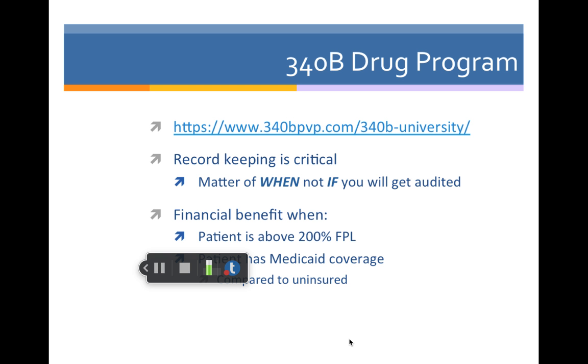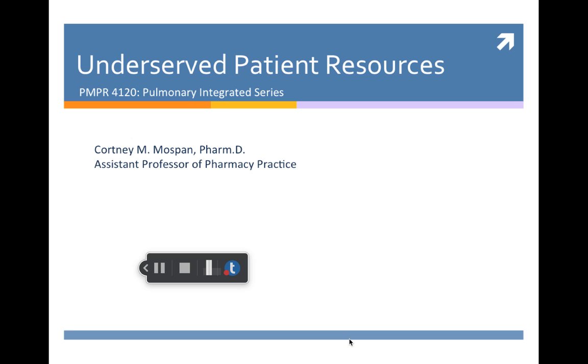Record keeping is really important, so for the covered entity and the pharmacy that provide these 340B medications, it's not a matter of if they're going to get audited, but when they will get audited. And then the financial benefit for pharmacies exists when the patient either has Medicaid coverage or when the patient is above 200% of the federal poverty line, and that's because they buy that drug for a reduced cost and then make more money off the copayment that they offer to patient populations.